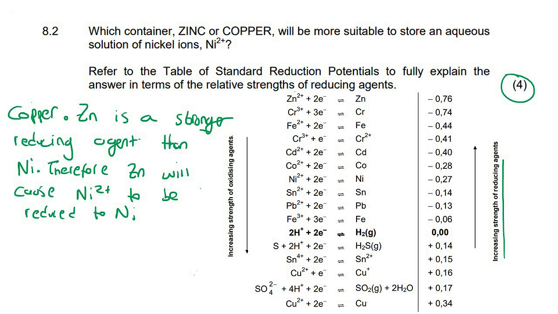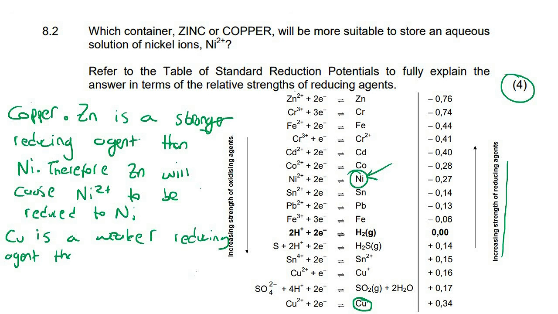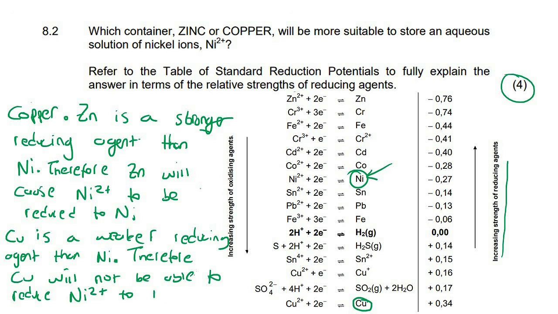We want to use pure copper, so we're going to use this one and we're going to use the nickel. Now all of a sudden we can see who's the stronger reducing agent? Nickel is the stronger reducing agent. So what that means is that copper is a weaker reducing agent than nickel. Therefore, copper will not be able to reduce the Ni2+ to Ni.